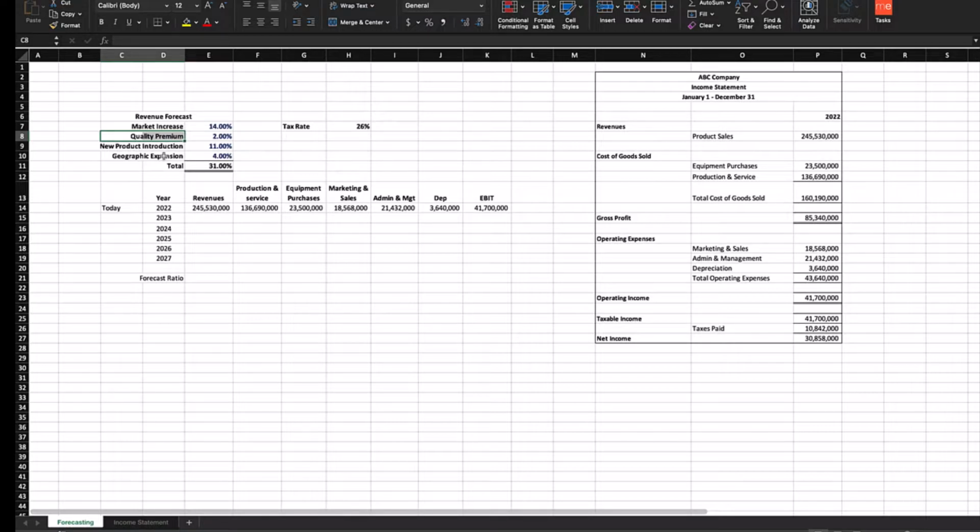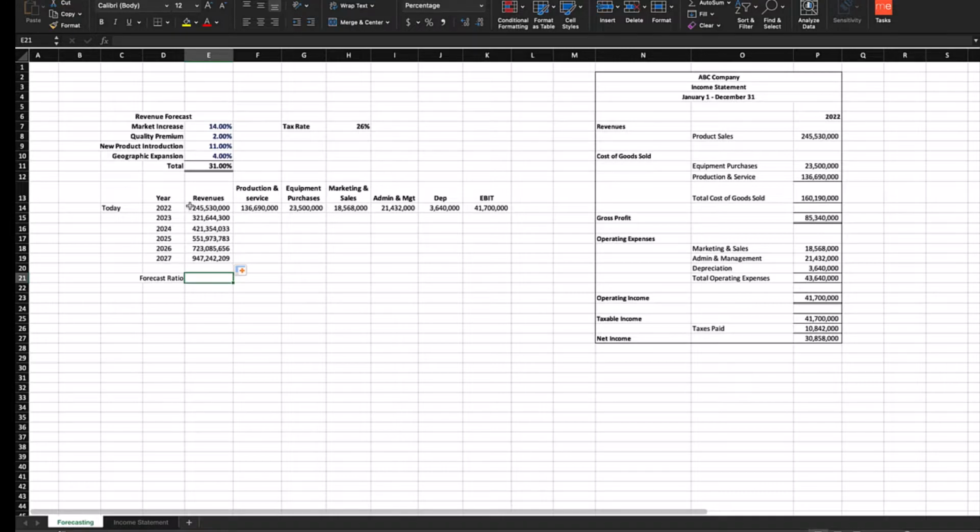We expect a quality premium of 2%, a new product introduction, and a geographic expansion. So we are going to use this to expand revenue. This is essentially just going to be the year 2022's revenue times 1 plus this revenue growth. And then we will go ahead and make the E11 constant, and then we will drag this down.